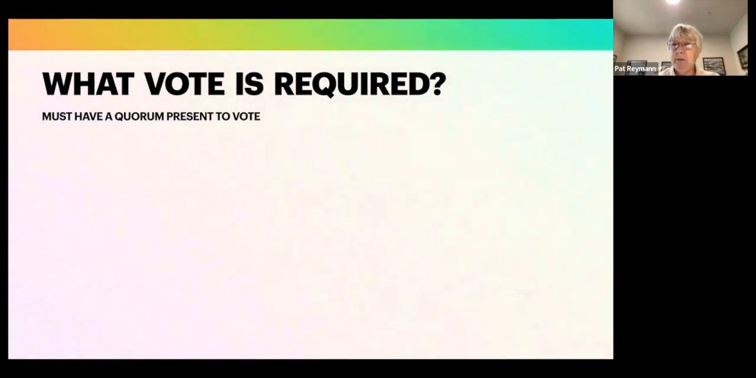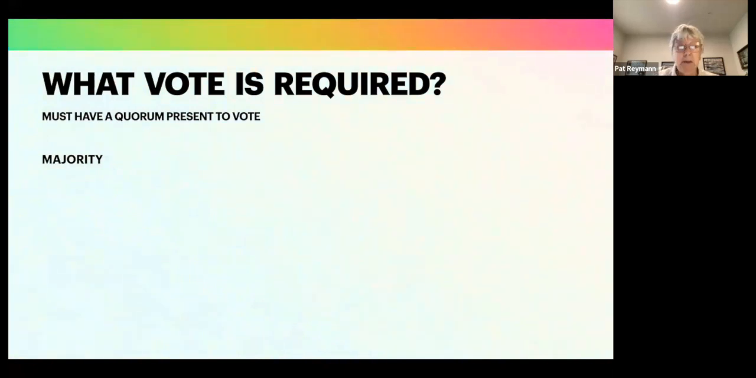Now, as you remember from previous times, we said we must have a quorum present in order to conduct a vote. And you all remember what a quorum is. That's a minimum number of people, or the number of members specifically, who must be present in order for you to conduct valid business. So what vote is required?